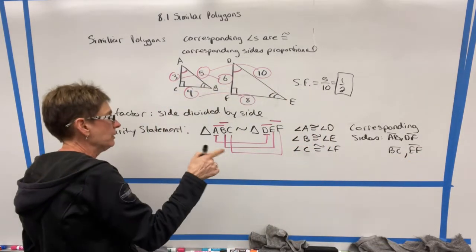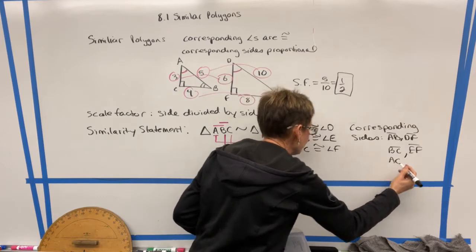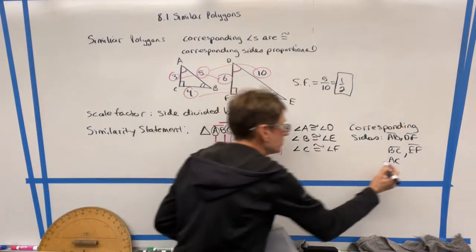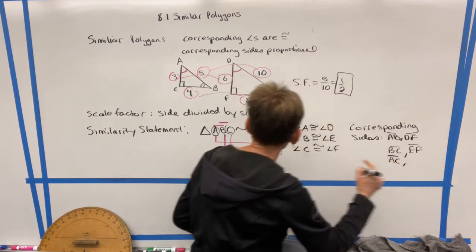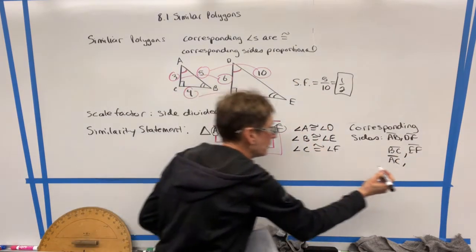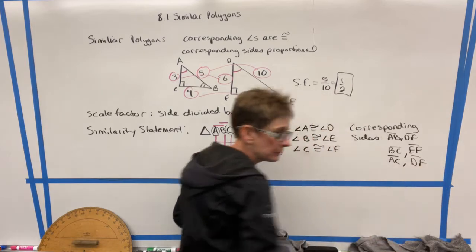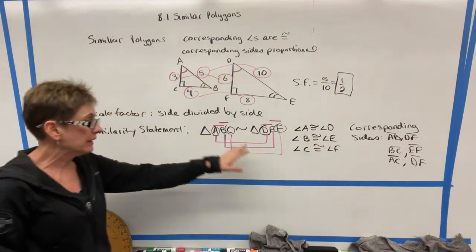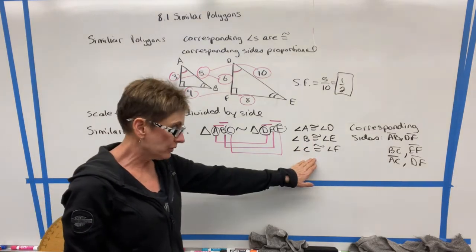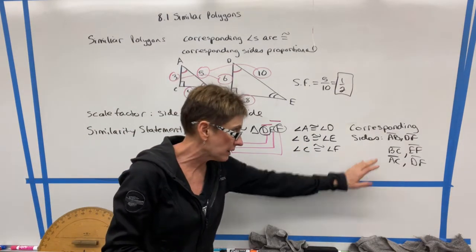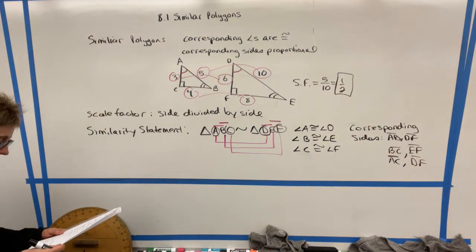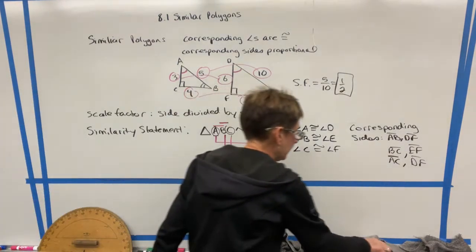And then also the last three would be, the first and last letters here are A and C. So AC as well as DF would also be corresponding sides. So we can get from this one similarity statement which angles are congruent and which sides are corresponding. Okay. All right, let's go ahead and do some specific examples.